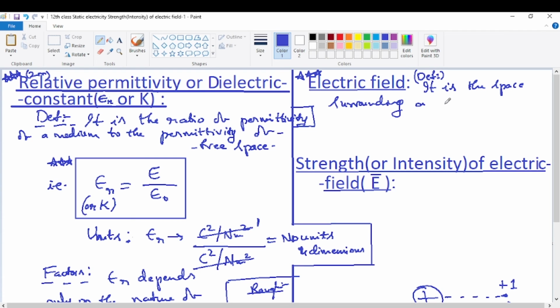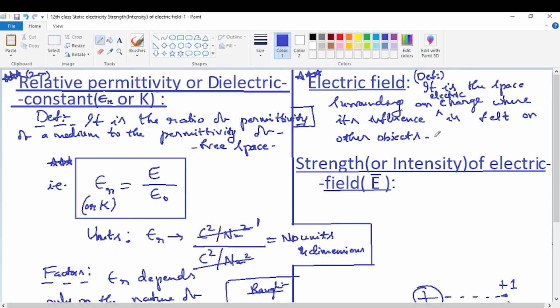So it is a space surrounding a charge. You must not take the definitions lightly. It is a space surrounding a charge, or rather, surrounding an electric charge, which is more accurate, where its influence is felt on other objects. Other objects means other objects around it.